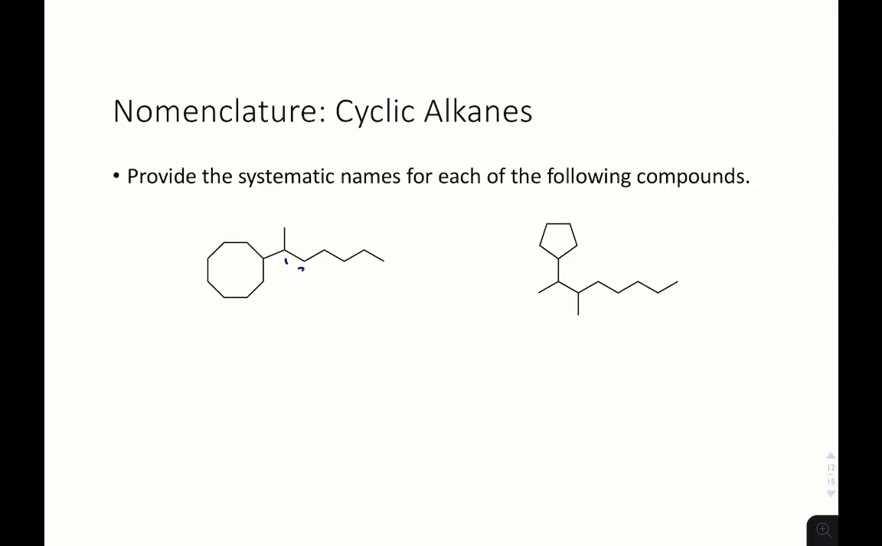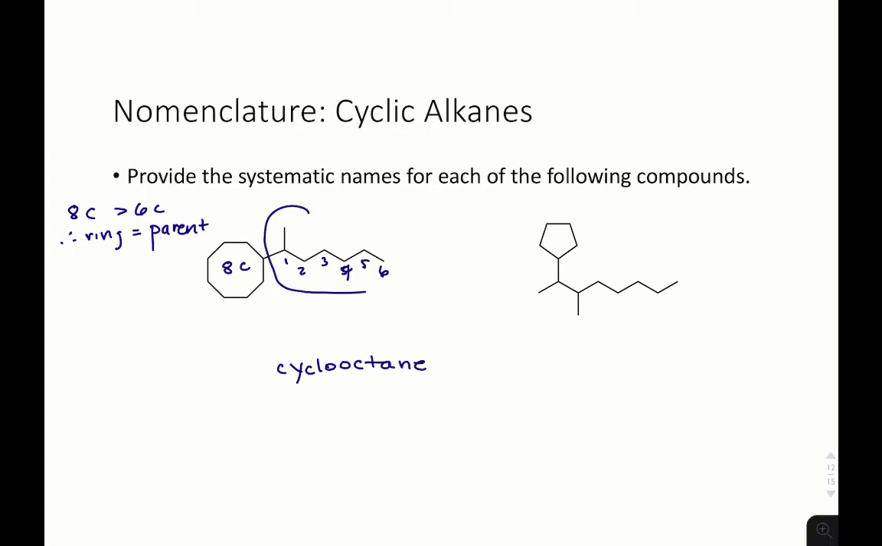All right, let's take a look here. So we have a 6-carbon chain versus an 8-carbon ring. Because 8 carbons is more than 6 carbons, the ring is going to be the parent, or what I referred to as the main chain before. So this is going to be a cyclooctane. And then this is going to be our substituent.